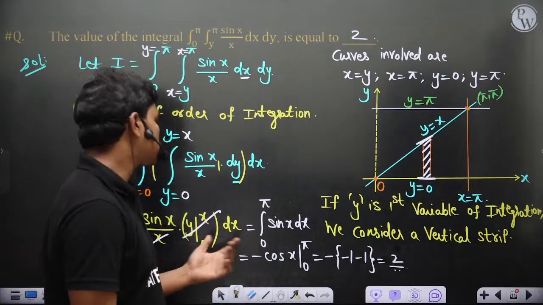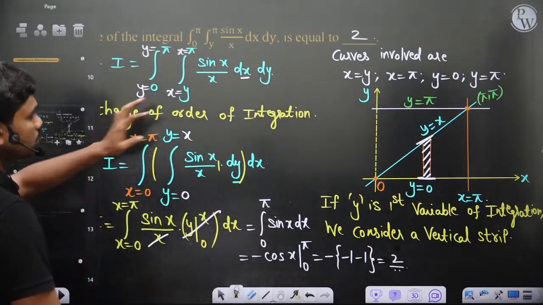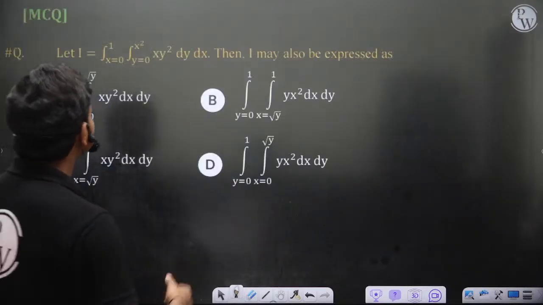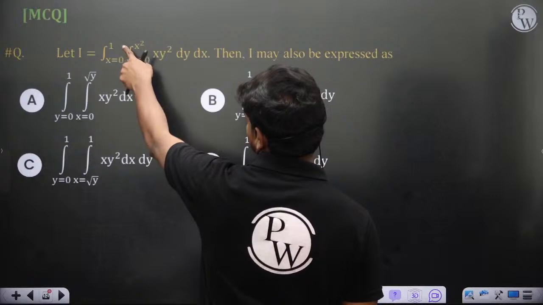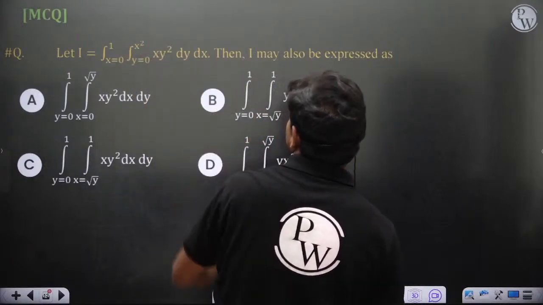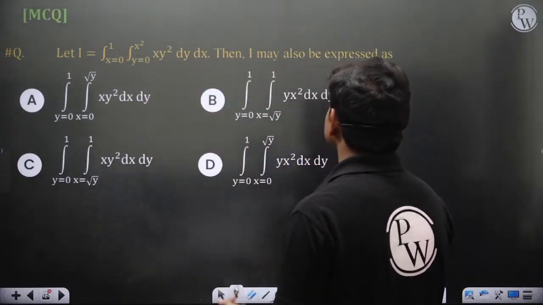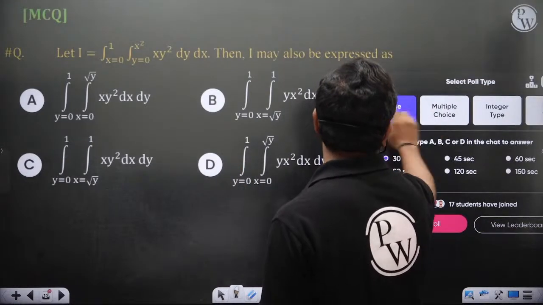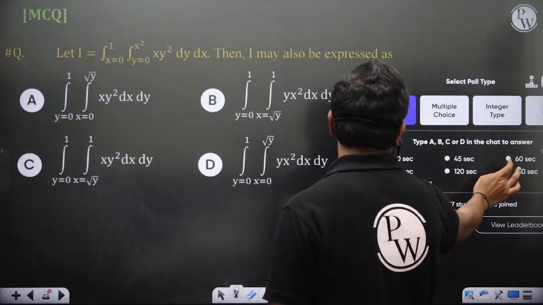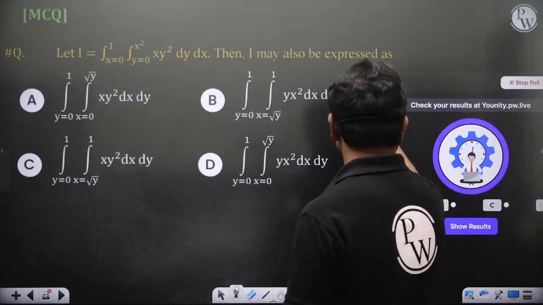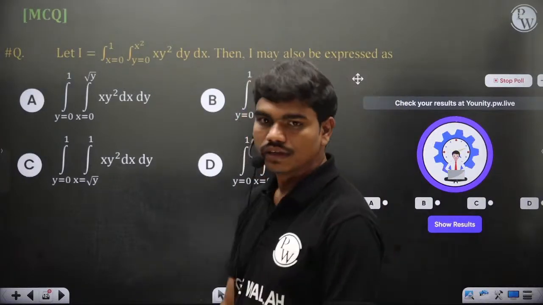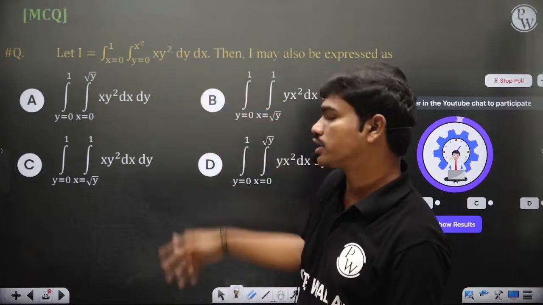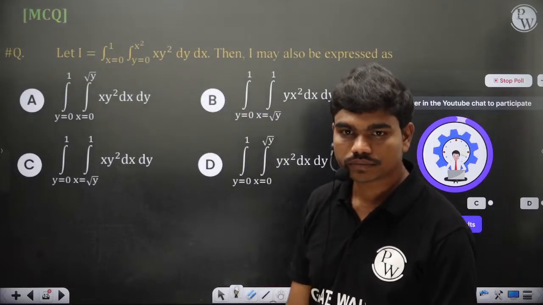Let's solve one more question, based on the concept of change of order of integration. You know how to solve this. If I is equal to the integral x equal to 0 to 1, y equal to 0 to x square, xy square dy dx, then I may also be expressed as one of these following forms. Single choice question, I'll give maybe 150 seconds. Start. The poll is active. So this is the actual integral I, and you have to change the order of integration. Do this.